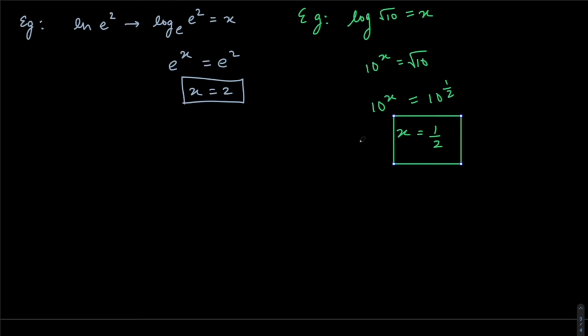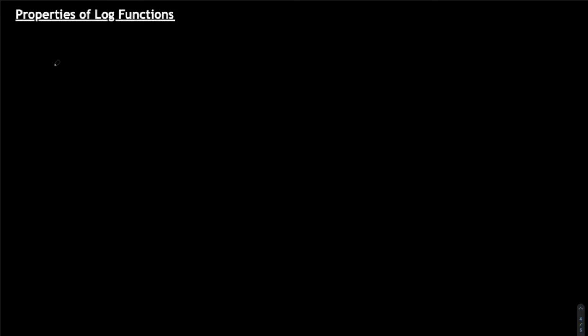Okay, now that we've done a few questions, let's look at some properties of log functions. All right, so let's look at property 1. Property 1 is as follows: log base a of 1 is equal to 0.